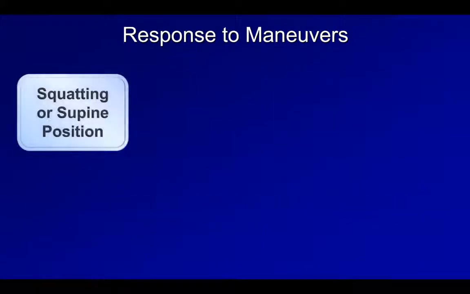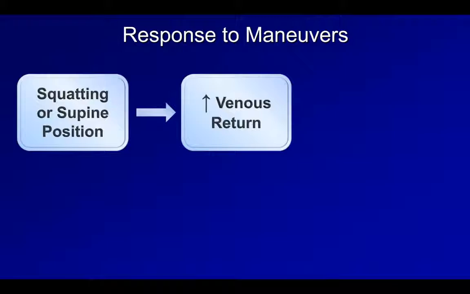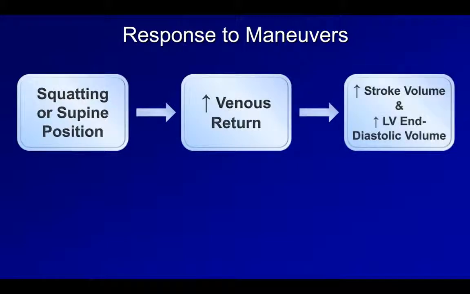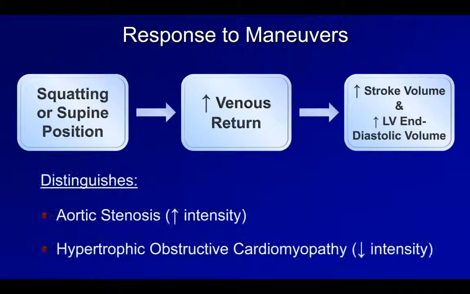Next, one can ask the patient to either squat or quickly assume a supine position. Either of these will increase venous return, which will increase stroke volume. The consequence of this will be increased intensity of aortic stenosis versus decreased intensity for the murmur of hypertrophic obstructive cardiomyopathy.